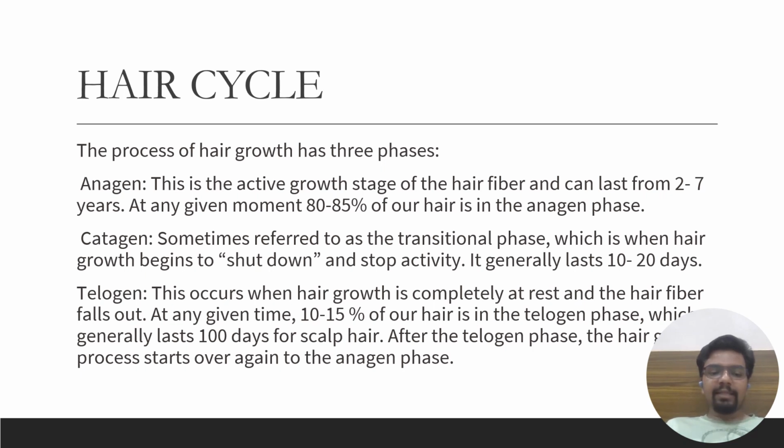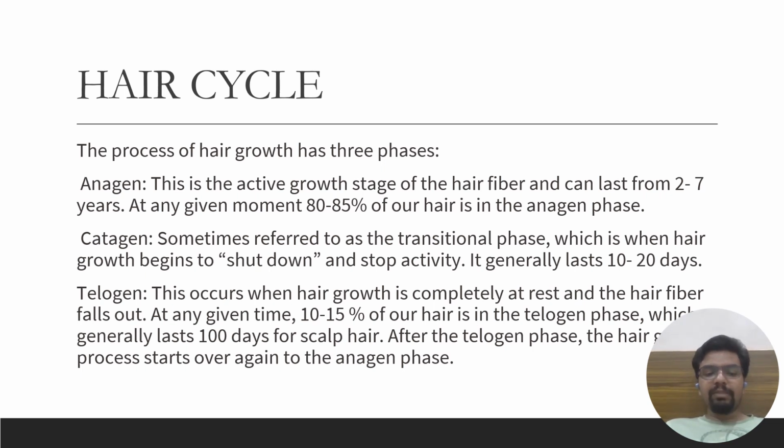So basically, the hair cycle has three phases. First is anagen, second is catagen, and third is telogen. Anagen is the active growth stage of the hair fiber and can last 2 to 7 years. At any given moment, 80 to 85% of our hair is in the anagen phase only. And catagen is sometimes referred to as the transitional phase, when hair growth begins to shut down and stop activities, and it generally lasts 10 to 20 days.